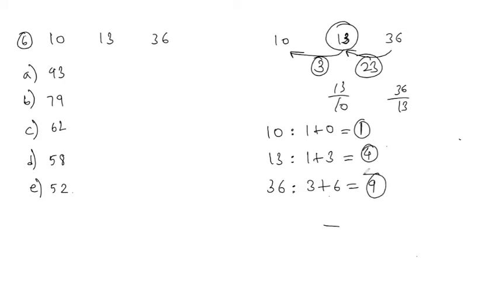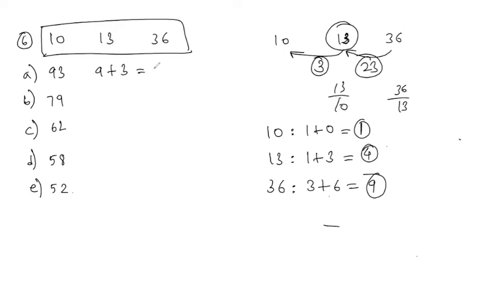Yes, ma'am. Square numbers. Correct. So for this set, what is the rule? We should add the digits, and whatever answer you get, that answer should be a square of a number. Correct? That is the rule here. So now we'll check each option. First, what is the sum of digits?